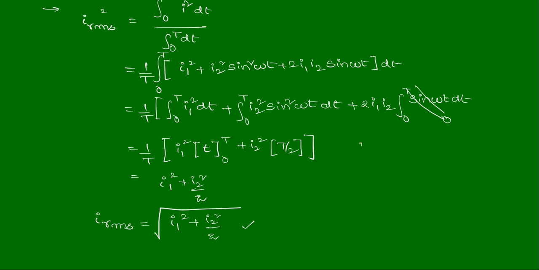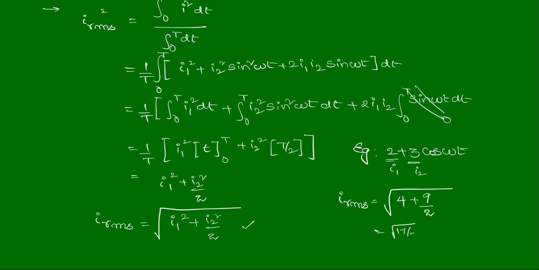So the same example I'll quote here again. Suppose they give something like 2 plus 3 cos omega t or 2 plus 3 sin omega t, then I1 is 2 and I2 is 3. So I RMS value will be equal to the square root of 2 square means 4, 3 square is 9, by 2. So this will be equal to the square root of 17 by 2. This kind of questions you can expect.